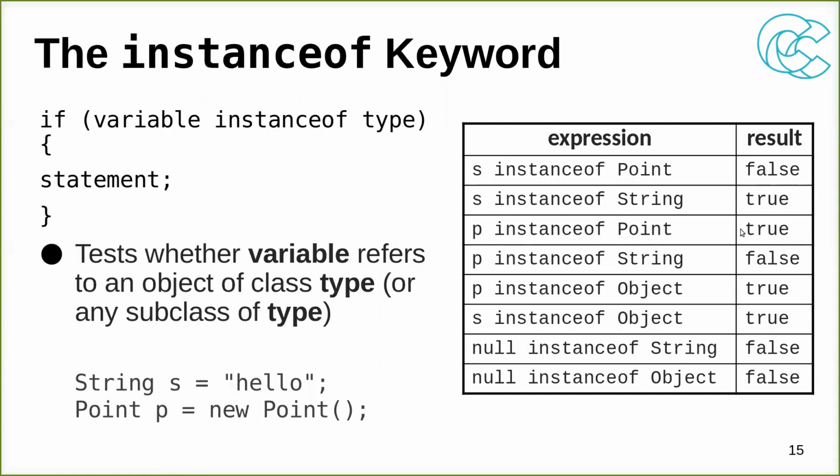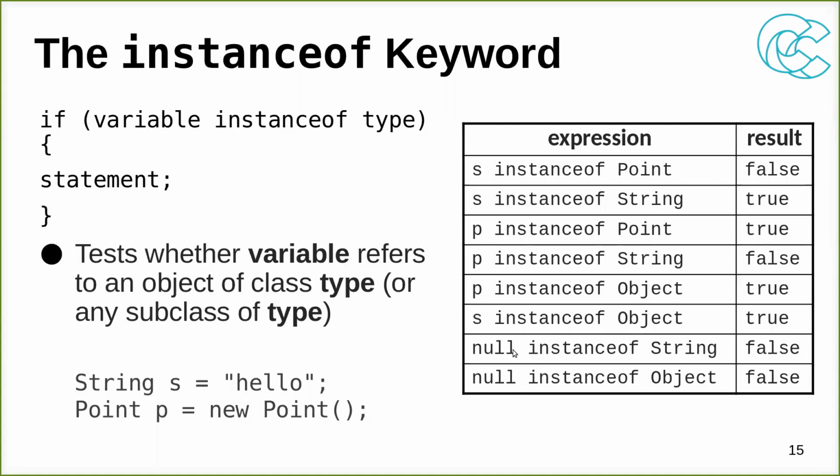p is of type point, so that's why this is true. p is not of type string, so this is false. And p is of type object, because object is a superclass of everything, so this is true. And s is also of type object, so this is true. In the last two cases, it refers to null.